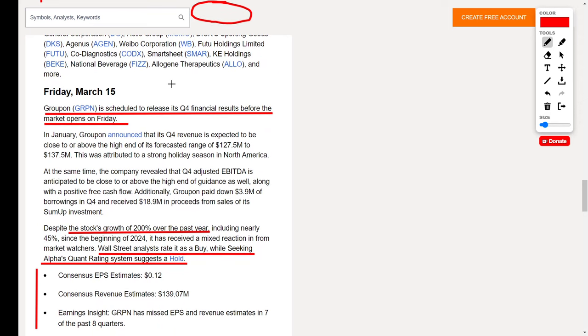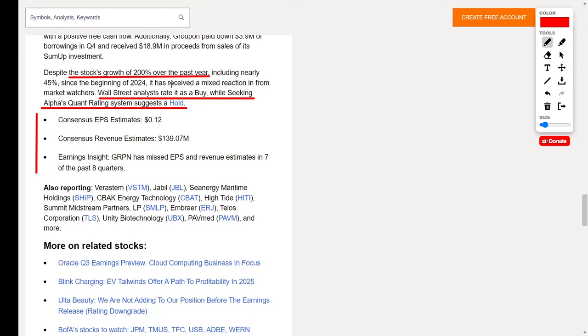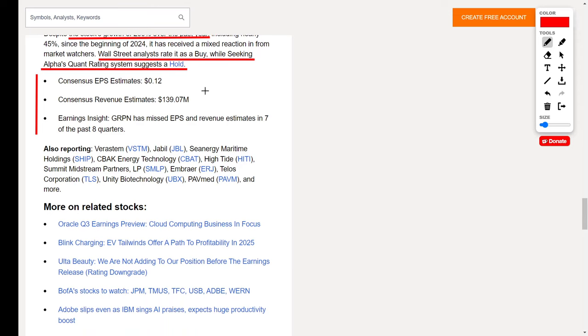This is when Groupon, ticker symbol GRPN, will be scheduled to release their quarter 4 results as well. This company's share price has literally jumped by 200% over the past year, and Wall Street analysts give this company a buy rating, while Seeking Alpha's quant rating system gives this company a hold rating. Concerning their earnings report, they're anticipated to bring in earnings per share of 12 cents per share on revenues of $139.07 million.